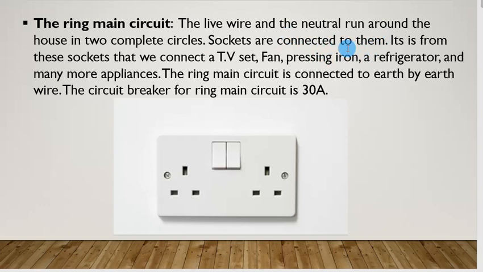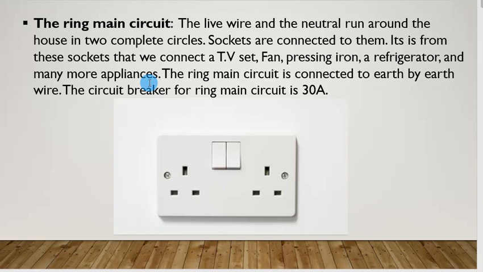Okay, in the bedrooms if we have sockets there, in the sitting room, it is from these sockets that we connect a TV set. When you are watching TV, you have plugged it into the mains. That's what we call the power supply. This is the point where we are tapping off energy. Then we are using the ring main circuit. We can connect a fan, a pressing iron, a refrigerator. If you are playing music, you have your hi-fi system connected there, then you are making use of the ring main circuit.